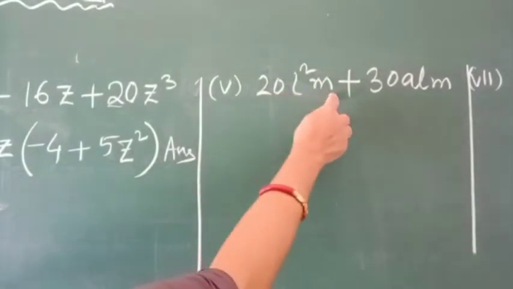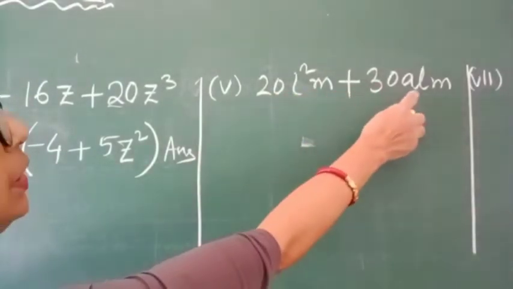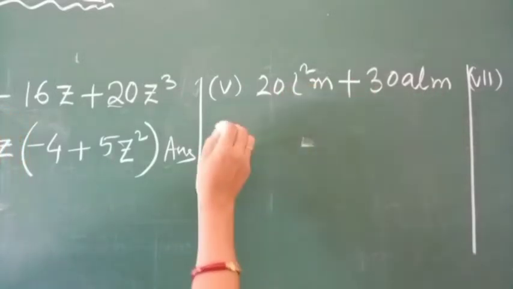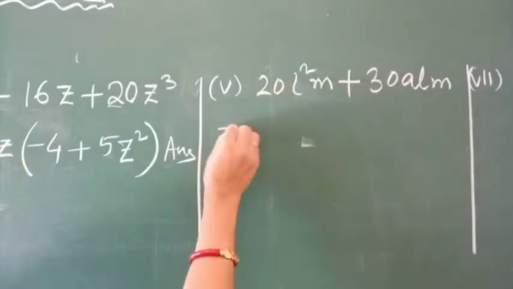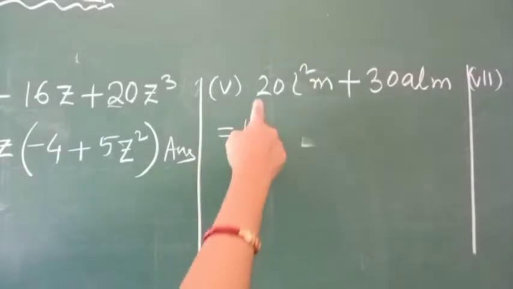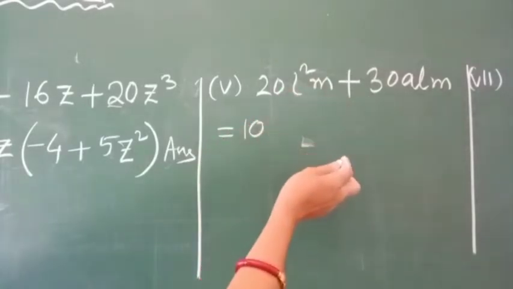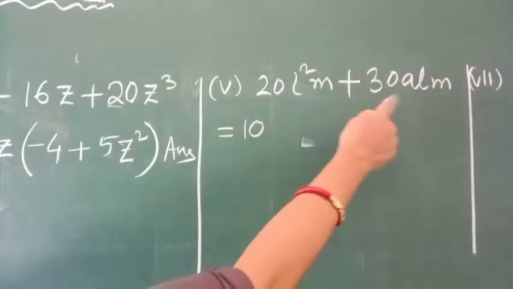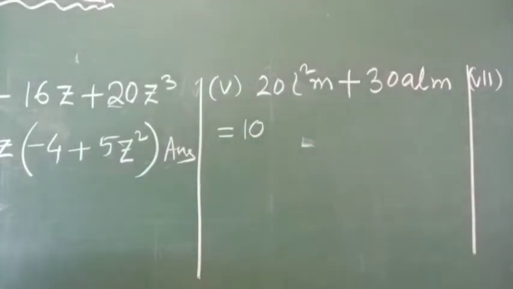L square m plus 30 lm. 20 and 30. Yes, 10 you can take maximum. From these two terms, 20 is common, 10 is common. L square m, L m. L square m, L m.